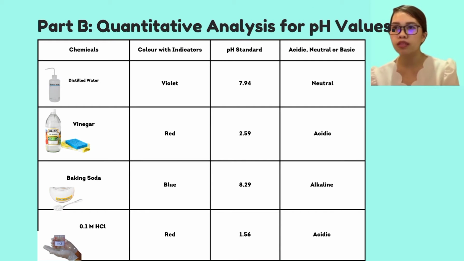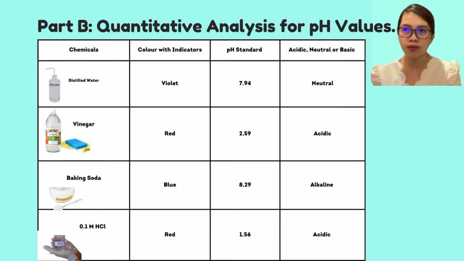Alright, we move to part B, which is quantitative analysis for pH value. In this result, we have used different chemicals to mix with the red cabbage juice. The first one is distilled water. After distilled water was mixed with the red cabbage juice, the color with indicator is violet, the pH standard is 7.94, and it was neutral.